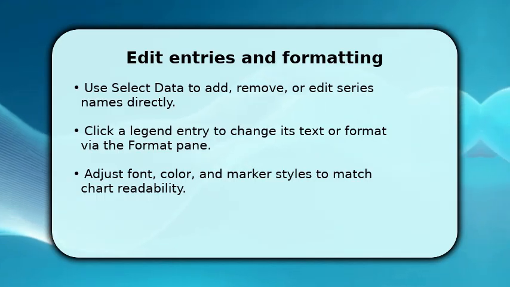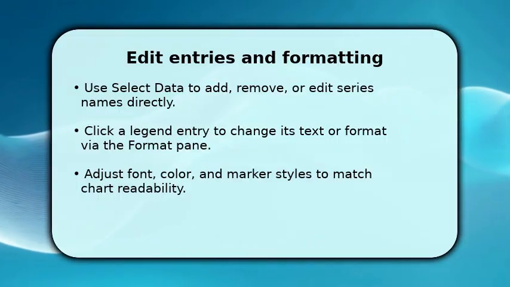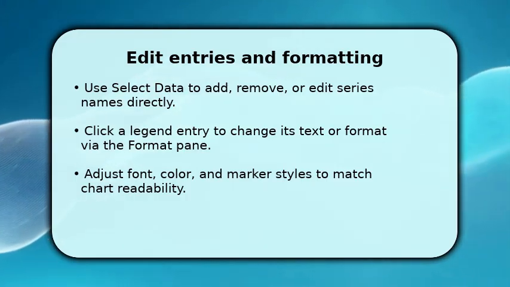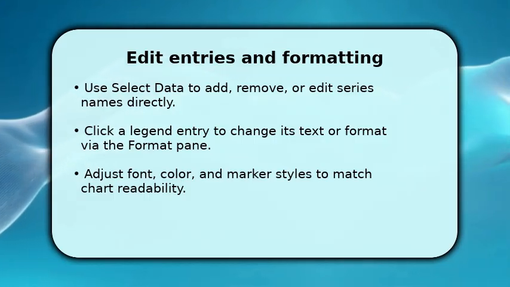Use the Format pane to change font size, color, and text wrapping so labels don't overlap. If entries don't update, confirm the series still reference the correct cells. If you need custom labels, replace them with explicit cell references to preserve dynamic updates.